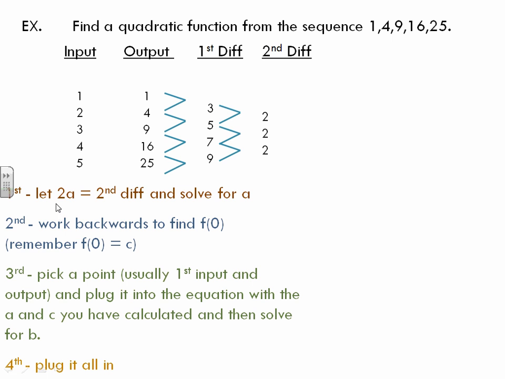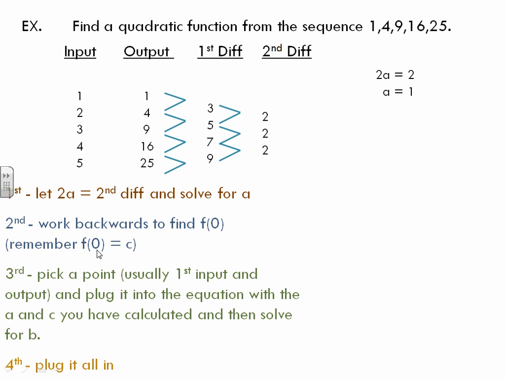First of all, we're going to let 2a equal the second difference. So whatever number you get here for your second difference, that is equal to 2 times a. So that allows you to solve for a. So we got our first parameter. A is equal to 1.